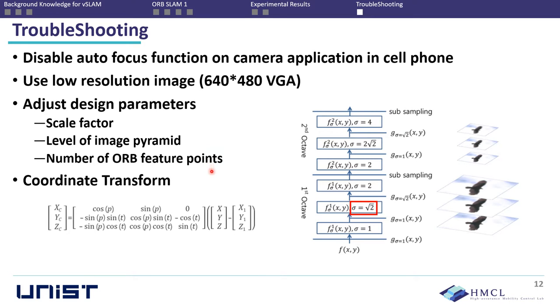Finally, transforming the coordinates of OptiTrack data into camera coordinates was required. I calculated the angles of pan P and tilt T of the camera from the orientation data of OptiTrack, which was represented in quaternion format.